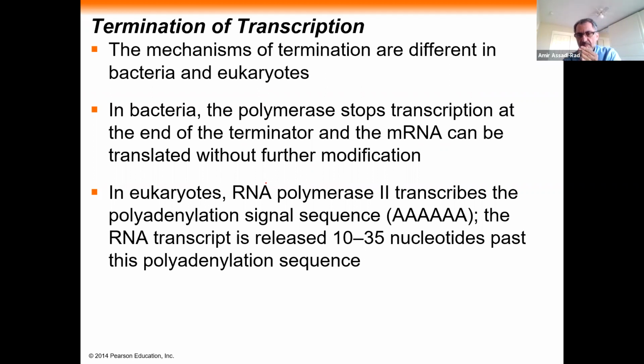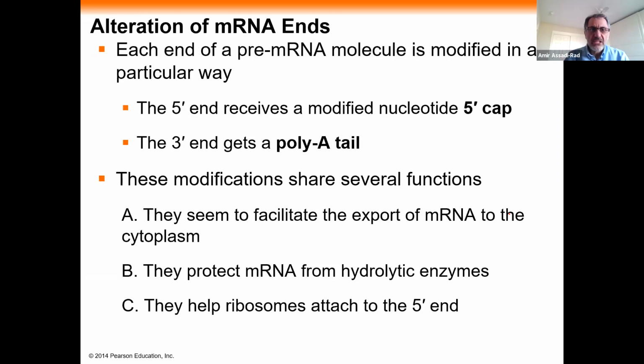polyadenylation. Okay, it means at the end, you have many A's. Poly means many, as you know. Adenylation means adenine. A. The RNA transcript is released 10 to 35 nucleotides past this polyadenylation sequence. Right. Each end of the mRNA, which is why you call it pre-mRNA, you will see the mRNA that is synthesized, pieces and bits of it are going to be cut off. They're not needed anymore. That's why they call it pre-mRNA.